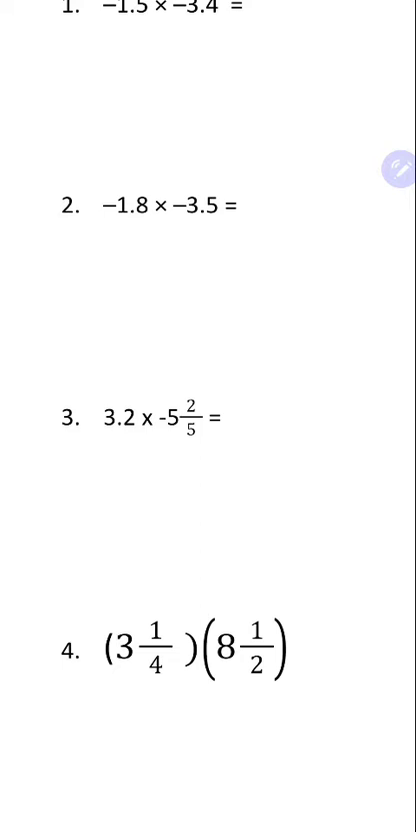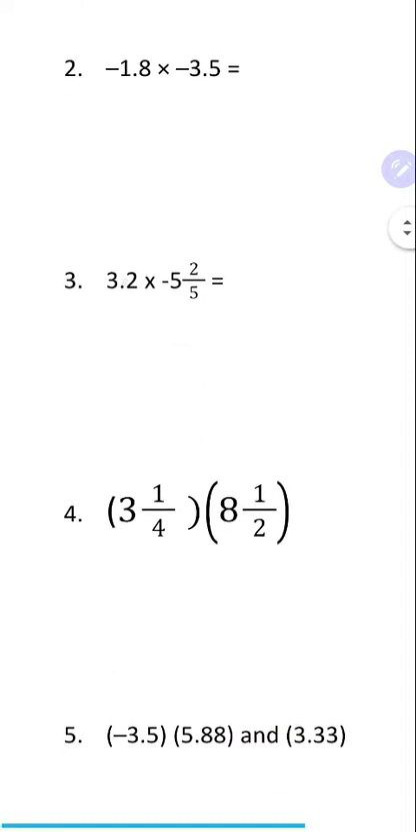This is not adding and subtracting, this is multiplication. It doesn't matter whether the sign is positive or negative. If both signs are the same, your answer will always be positive. Now here we have a decimal and a mixed number.